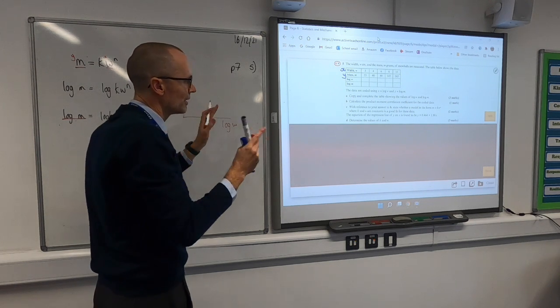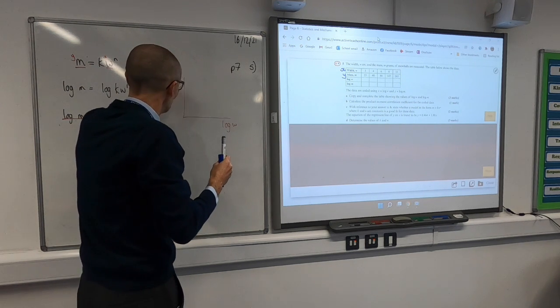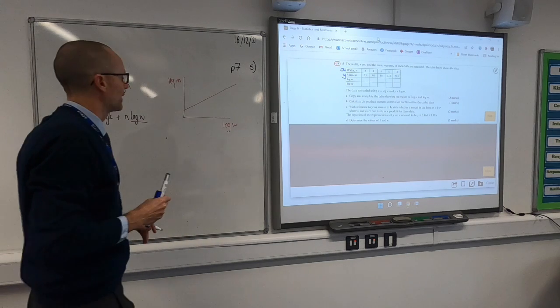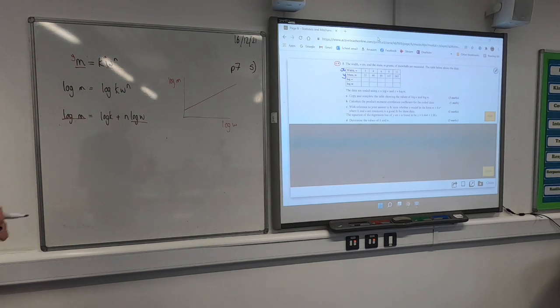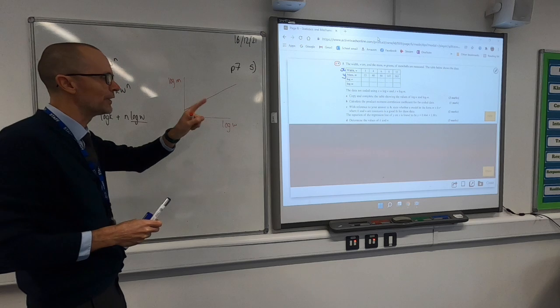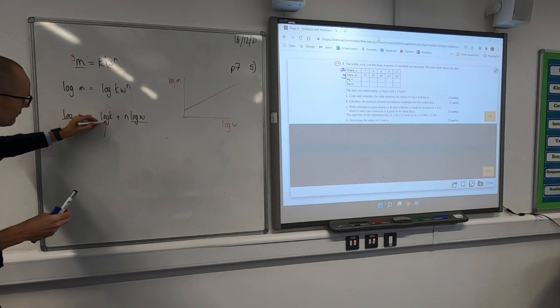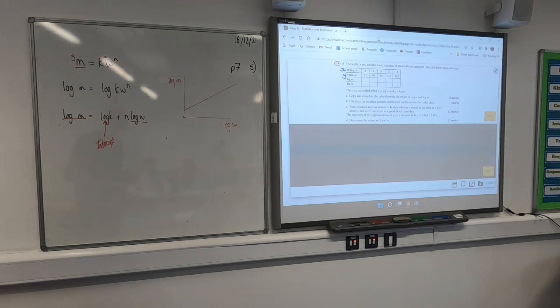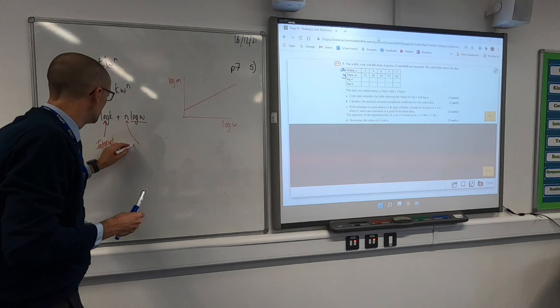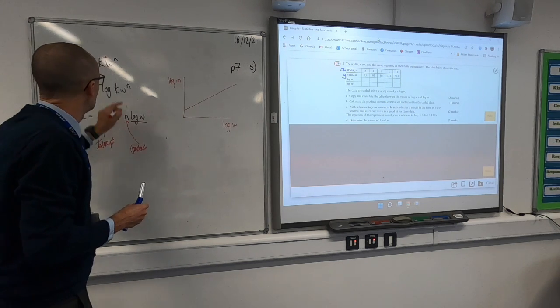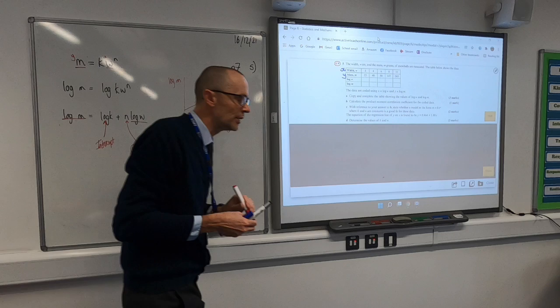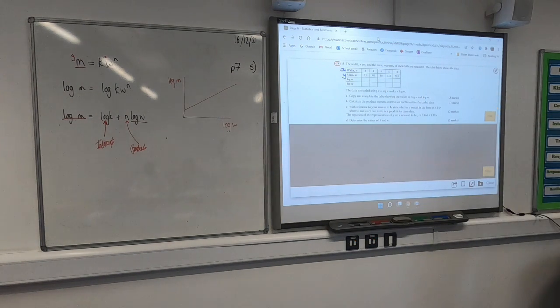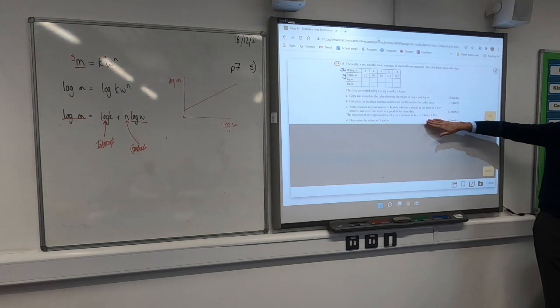So I know this line of best fit, whatever it is, I don't know yet whether it's positive or negative, will look something like that if it is a power relationship. I'll get a straight line on this graph if it's a power relationship. And the intercept with the y-axis will give me that. And the gradient will just be n, the power up here. And the great news is we don't have to draw the graph. We're given that information straight away. So all you've got to remember is which of those is the intercept and which is the gradient.